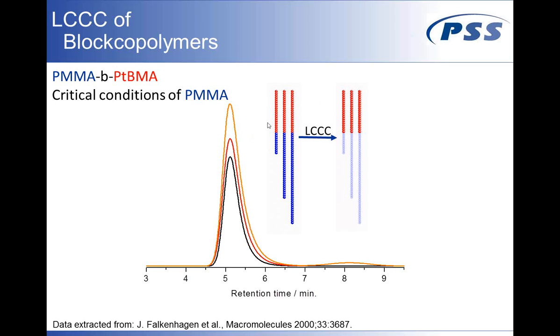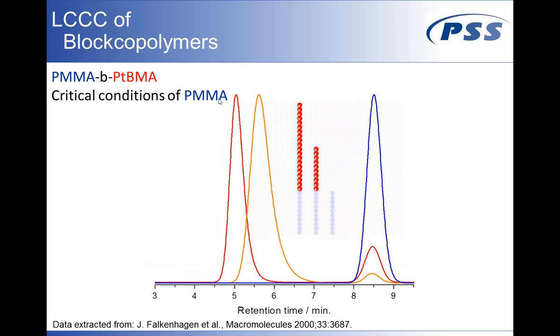So apparently under these critical conditions, the PMMA block, the invisible block, does not influence the retention of the block copolymer any longer. And again, we could now make a calibration with homo-tertiary butyl methacrylate and could calculate the molar mass distribution of the block of the TBMA, which is attached to these blue PMMA chains.